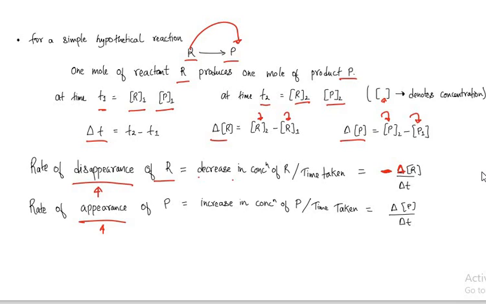For the rate of appearance of P, it is delta P upon delta t. Since it is appearing, we can put a plus sign, or if there is no sign, we generally consider it positive. And rate can never be negative, so we put a negative sign before the value of delta R, because the value of delta R is always negative. A negative multiplied by a negative gives a positive value, and rate can never be negative. So these are the rate of disappearance of R and the rate of appearance of P.